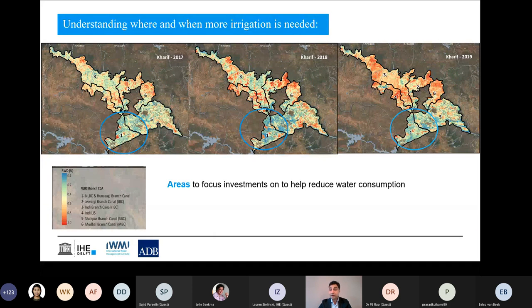Next. And then we have areas where the water deficit is very low and there has always been water available. These areas could be areas where we focus investment to help reduce water consumption, because reducing water consumption in these areas could lead to availability of water to where water is needed.